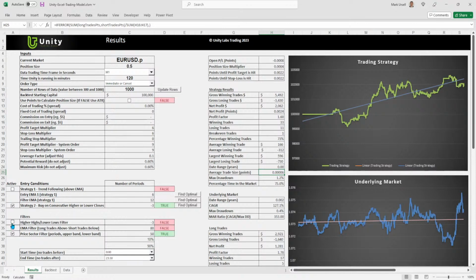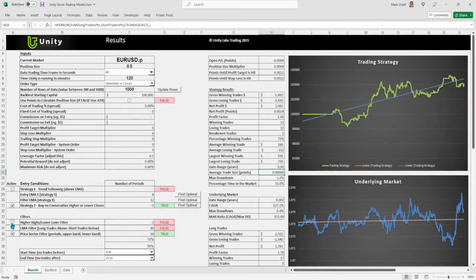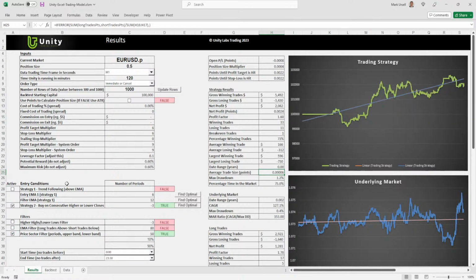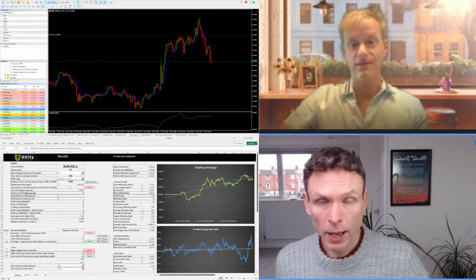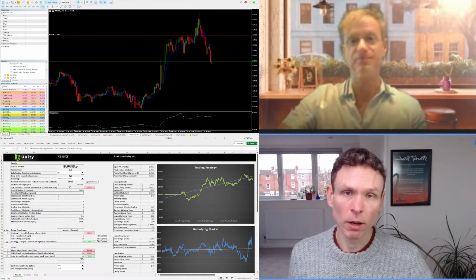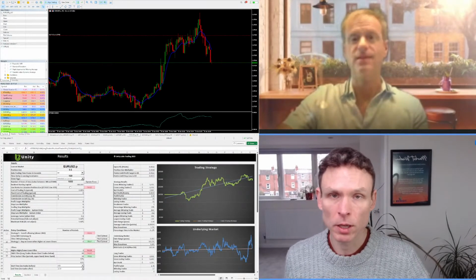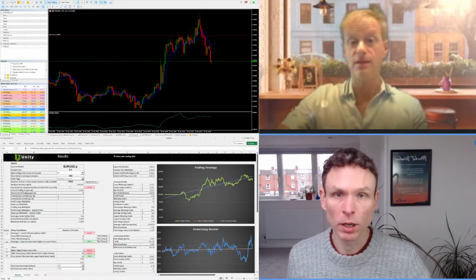We've got some built-in filters here. You can flick these on and off and see how they affect the trading strategies. But the key thing is we've got tons of different indicators that you can use, whatever you like: candlesticks, RSI, MACD, chart patterns, anything. You can put that into Excel, automate it, and use Unity to trade that strategy live.